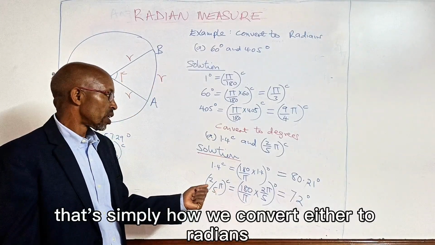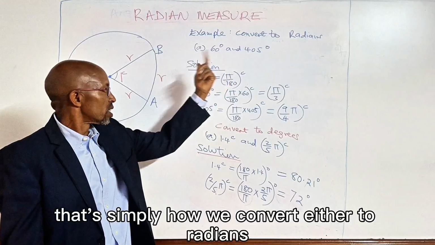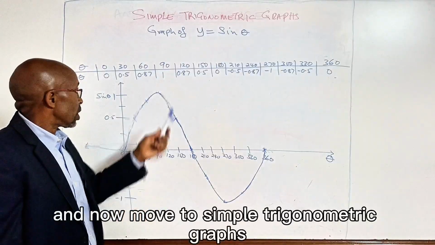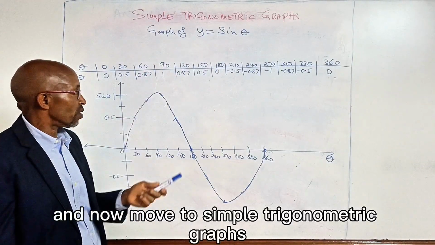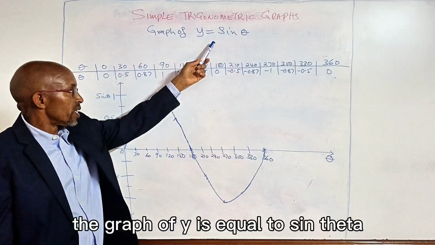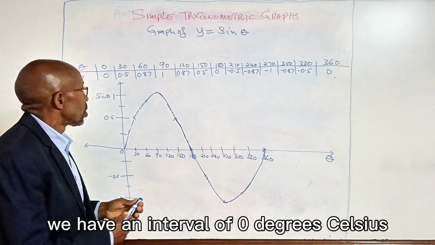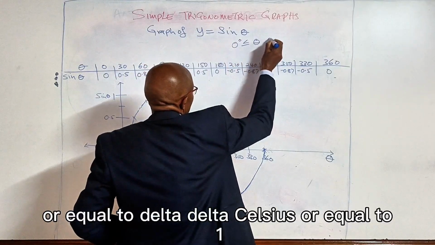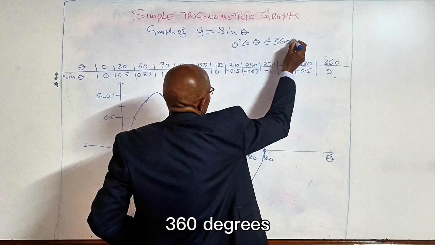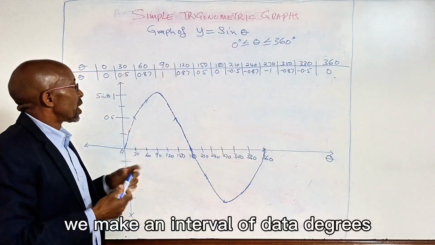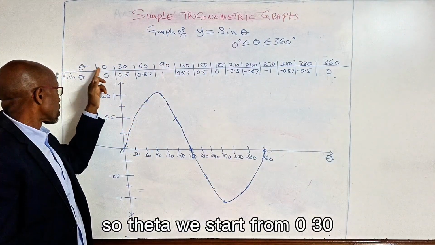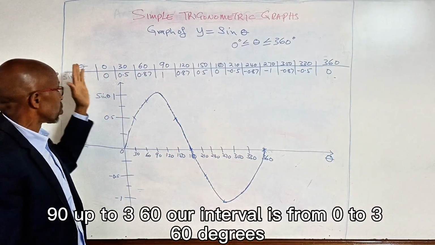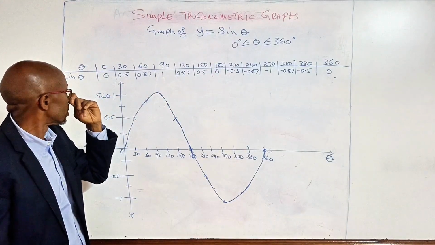That's simply how we convert either to radians or to degrees using the basic principles from the circle. We now move to simple trigonometric graphs. The graph of y is equal to sine theta. We have an interval of 0 degrees less than or equal to theta, theta less than or equal to 360 degrees. We make an interval of 30 degrees. So theta, we start from 0, 30, 60, 90, up to 360.